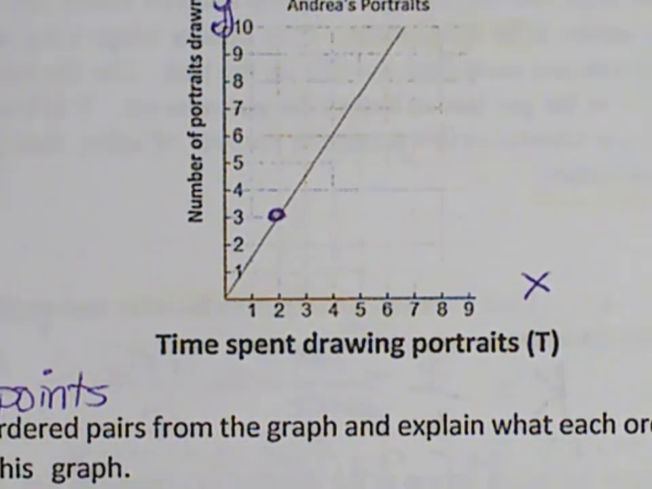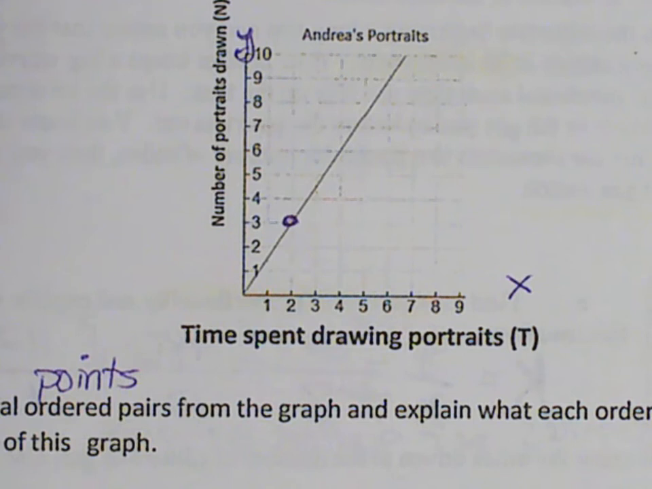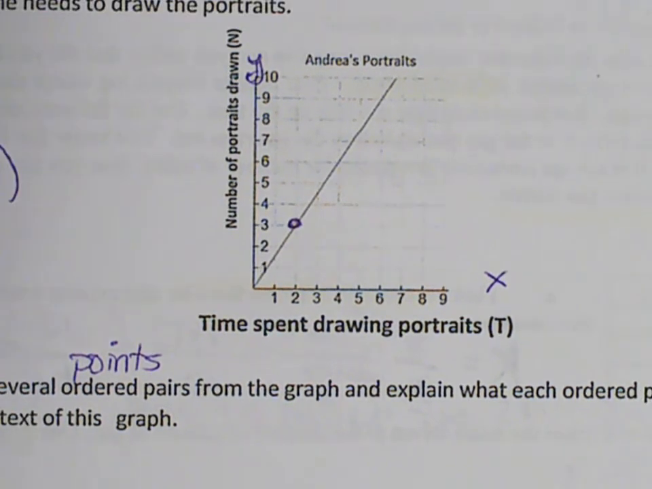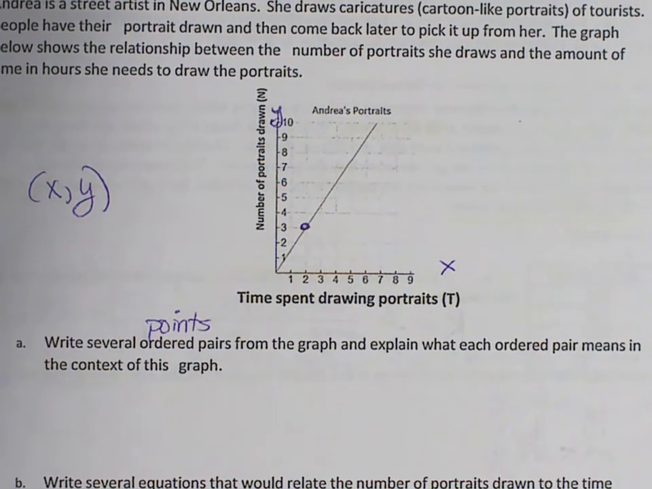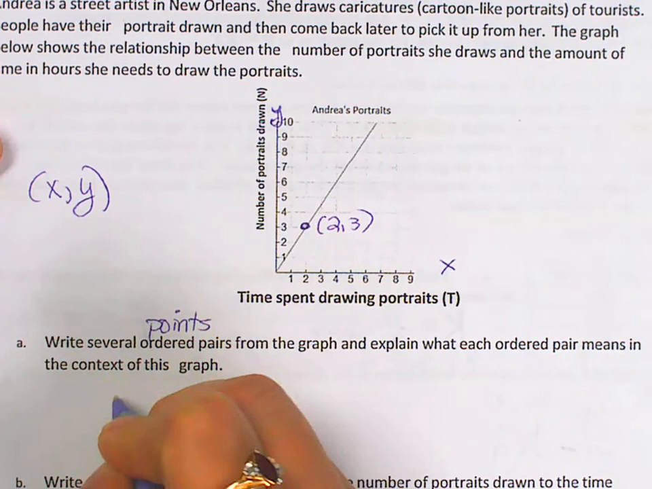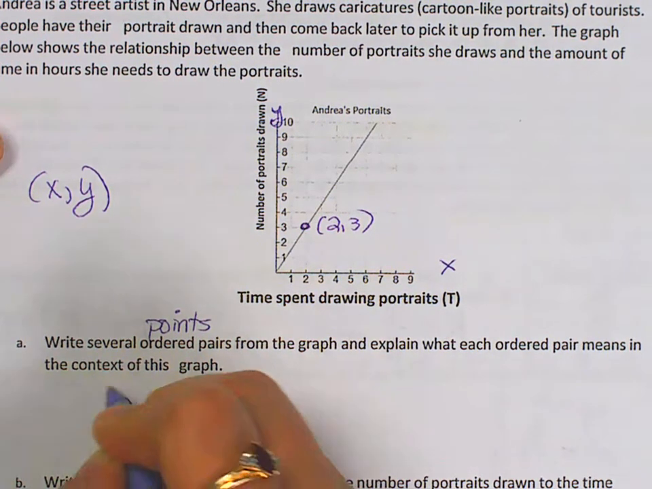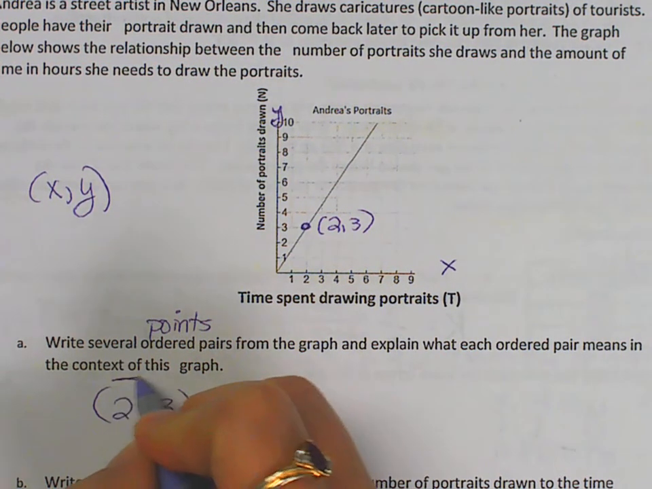Coordinates go x before y, so how much do you run before you jump? It goes to the right 2 and up 3. So this point is 2, 3. Instead of using the x and y, let's use the letters that they have here, which is T and N.